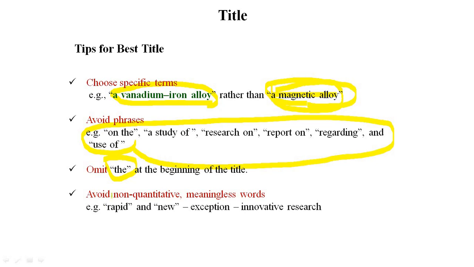And avoid using non-quantitative and meaningless words like rapid or new, unless your work is outstandingly innovative. Then you can go for words like rapid. Let's say literature is describing a methodology which needs a week or more than 1 day. You may have found a short experimental method which can be completed within a few hours. In those cases, you can go for the word rapid, or even novel. Otherwise, it is always better to avoid such words.